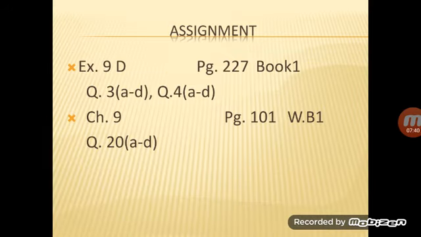Now you can solve question number 3 A till D part, question number 4 A till D part from exercise 9D, and you can attempt question number 20 A till D part from workbook chapter number 9 in your notebook. Good luck to solve these questions.